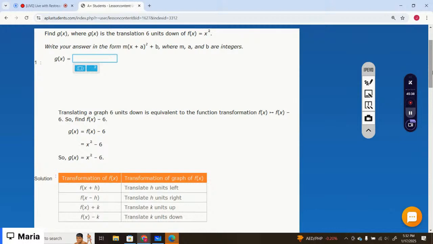F of x is x squared. So that is x squared minus 6. So here is the table of transformation. You can keep this table in the mind. If the function is translated h unit left, then that would be f of x plus h.